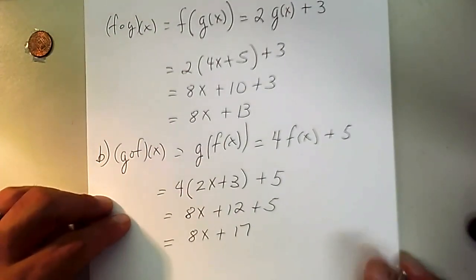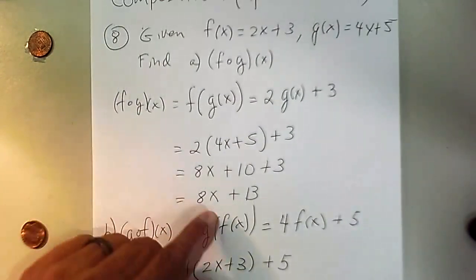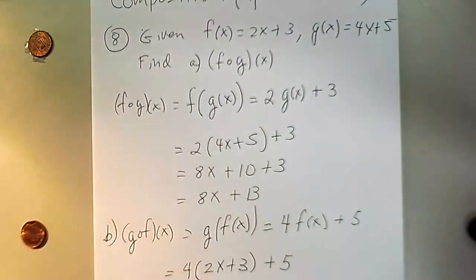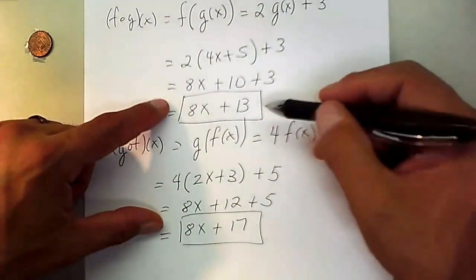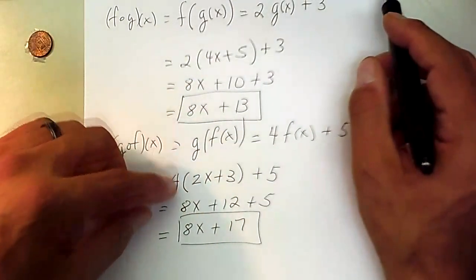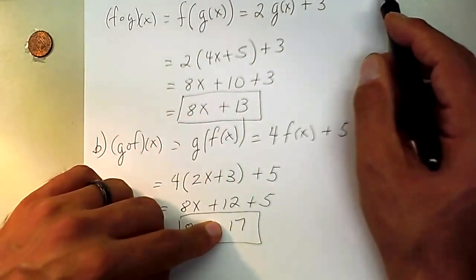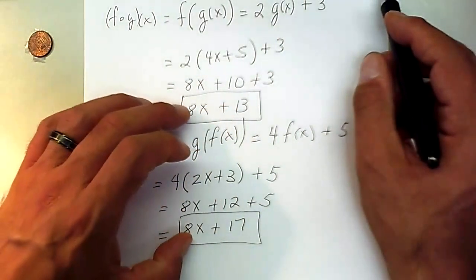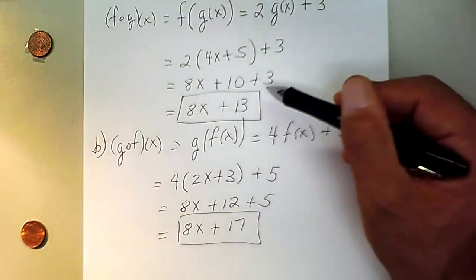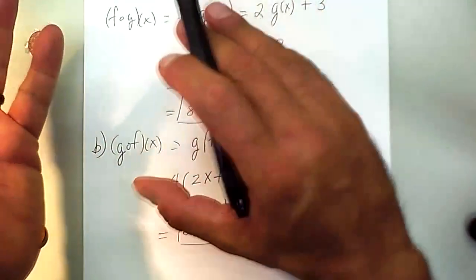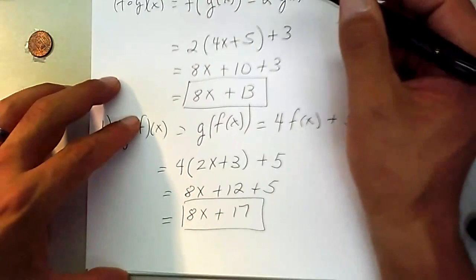One thing to notice, this is the answer to g composed with f. This is the answer of f composed with g. One thing to notice is that they're not the same. They're similar. They both have 8x with it, but this one has 13, while this one has 17. Very, very different. They're not the same at all. Even though they're similar, in mathematics, things either are equal or not equal. They're not equal. They're not the same.